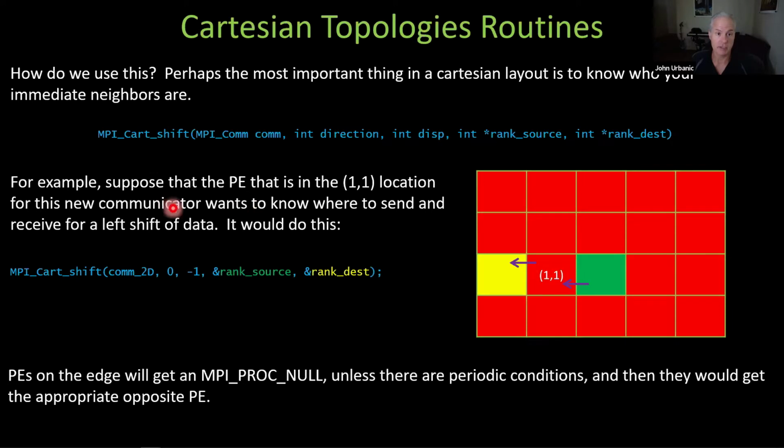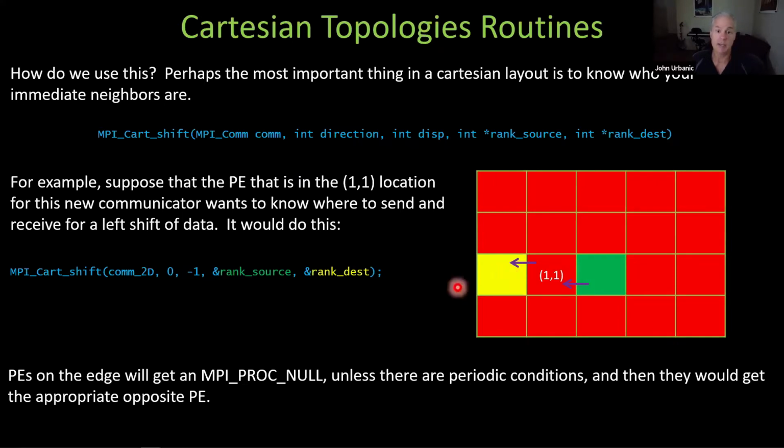So we call Cartesian shift with our new communicator, and we say which direction we're going in. The directions work here in 2 dimensions, but they'll work in 3 dimensions or even higher dimensions just fine. So we tell it what direction we're going in and how far we're going, maybe displacement of 1 here, -1. The direction is actually the axis that we're working in, and the displacement is how far we're going in that direction. So we tell it we want to go this direction, left on this 2D grid.